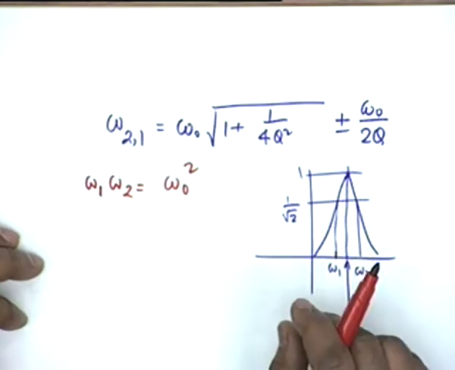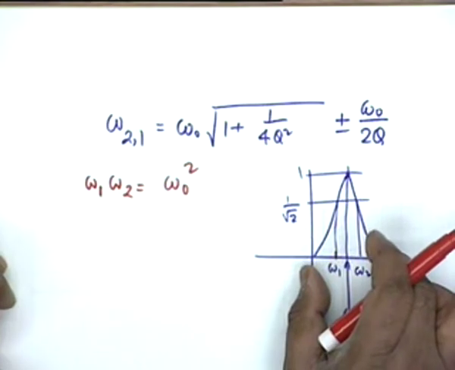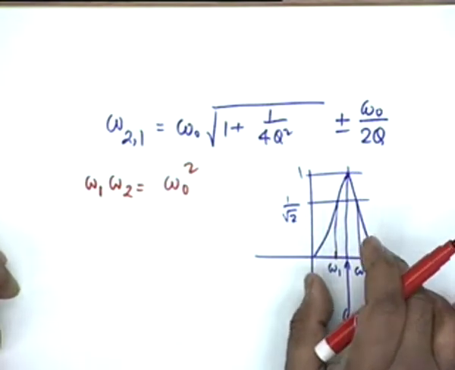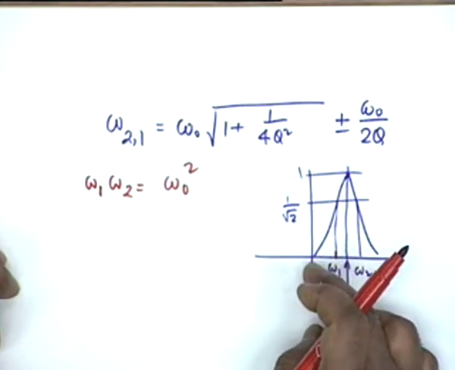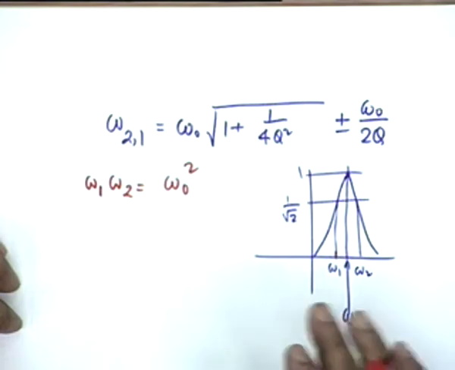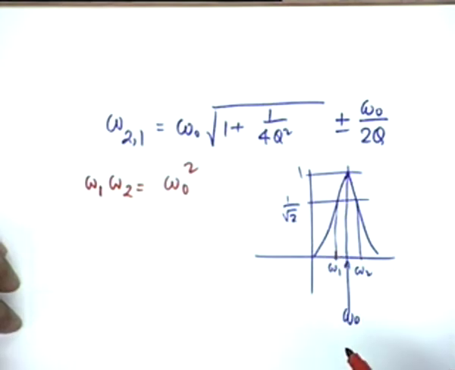It does not have arithmetic symmetry. Is that clear? This curve of the band pass filter does not have arithmetic symmetry. It is not that if you go equal distance on both sides you will get equal amplitude. No. You have to go according to geometric symmetry. If omega 2 is 10 times omega 0, then omega 1 shall be 0.1 omega 0.